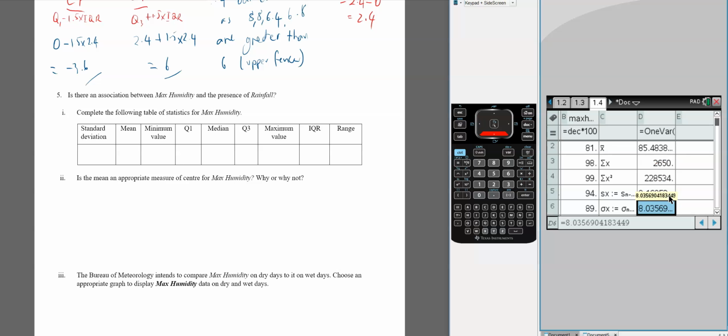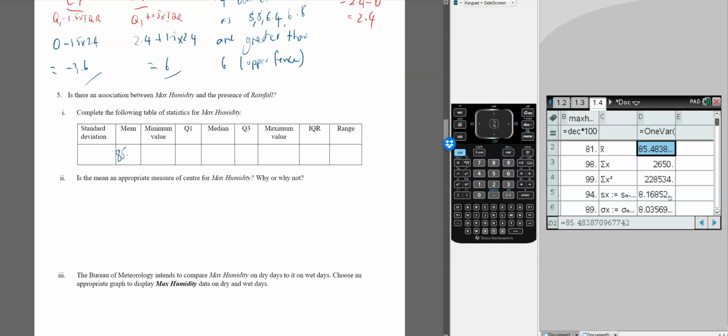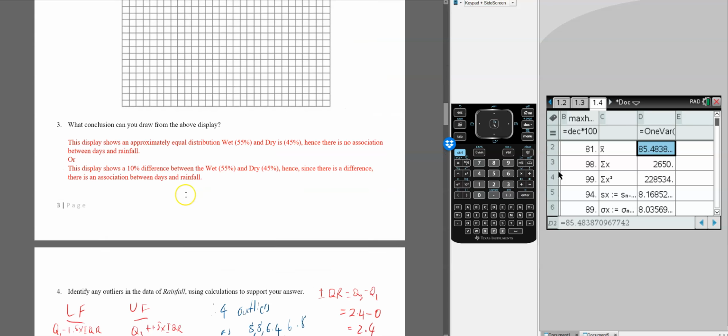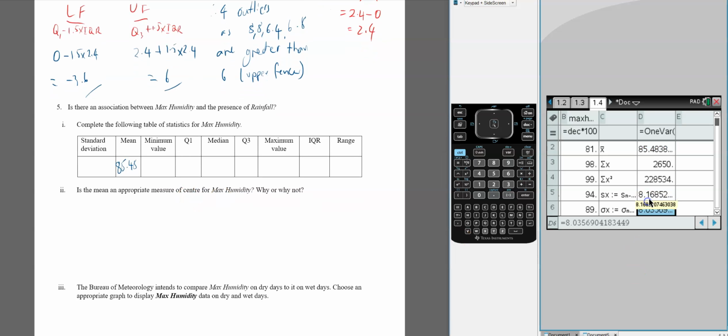So our mean, this is the mean with X bar, is 85.48. Okay, generally you want to make sure that your rounding is consistent. If you're going to do rounding to 2 decimal places, you round everything to 2 decimal places with these summary statistics. The standard deviation is SX. Do not use sigma X. We want to use SX. That would be 8.17. Okay, so we round it.